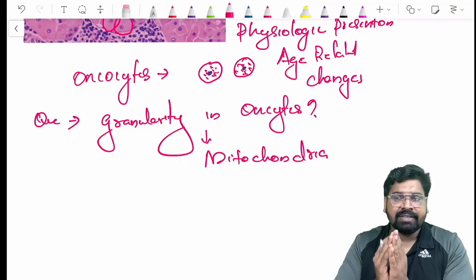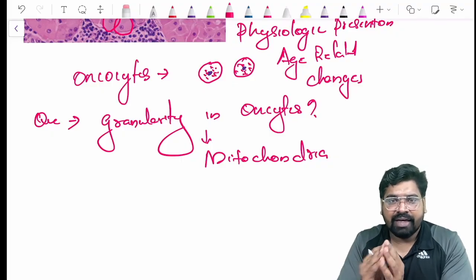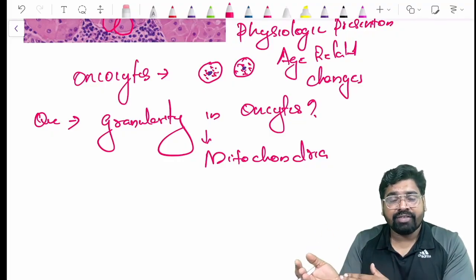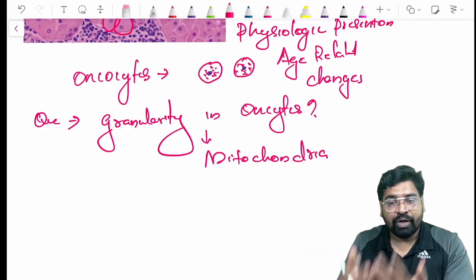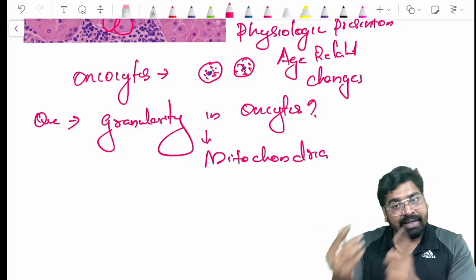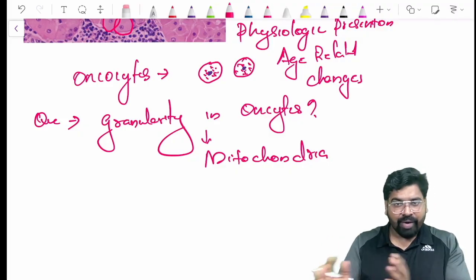So this is the thing you have to relate and learn. The granules are different in different lesions. In granular cell ameloblastoma, it was lysosomes. In oncocytoma, you are seeing mitochondria. Similarly, in acinic cell carcinoma, you will see granules, and that is due to zymogen granules. We will see oncocytoma versus acinic cell carcinoma.